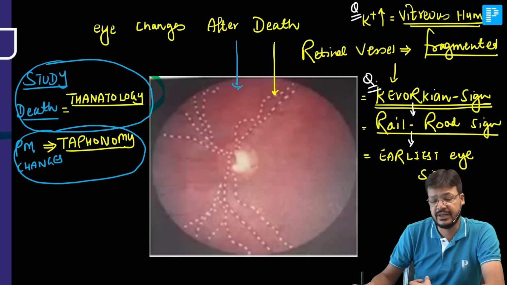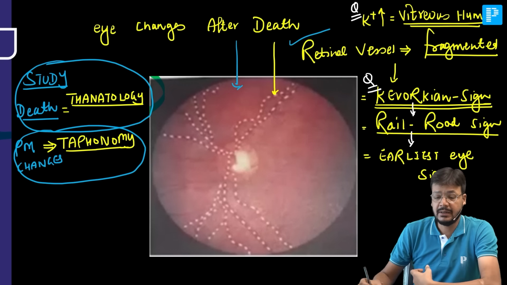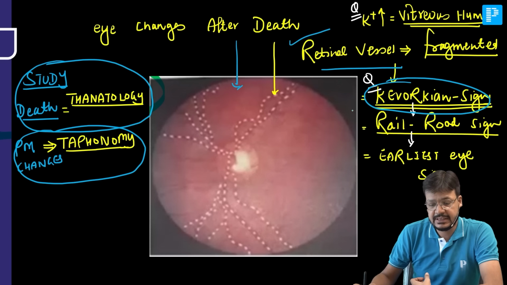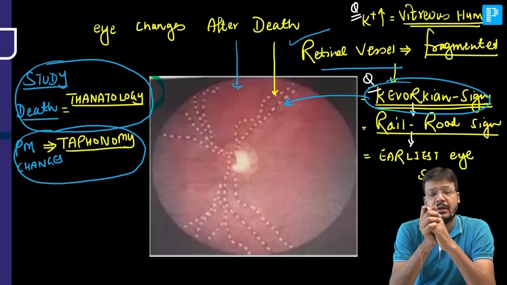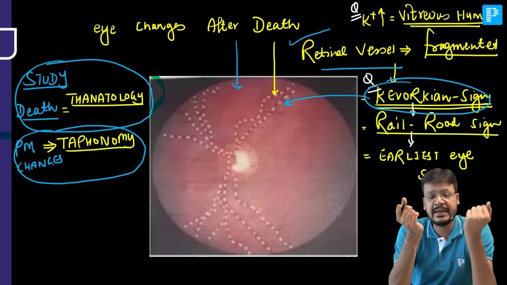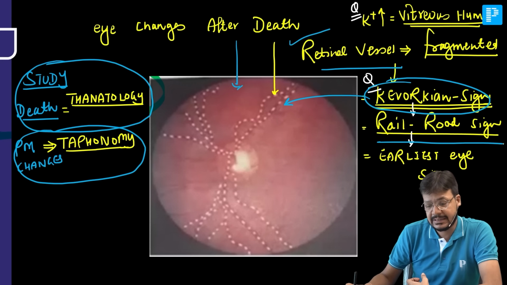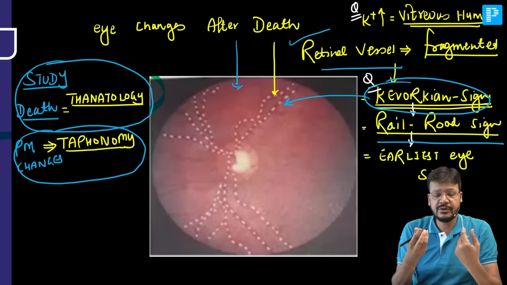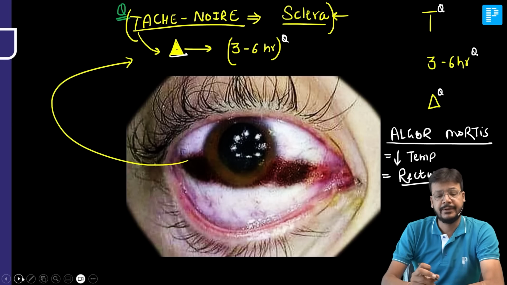The first eye change, you can see the potassium increases in the vitreous humor, but the earliest eye change is Kevorkian sign. You can see this picture. The Kevorkian sign or railroad sign or cattle trucking sign are the eye signs where the retinal vessels are fragmented or segmented. So this sign is the earliest eye sign. Potassium also increases in vitreous humor. This is Kevorkian sign, very important.